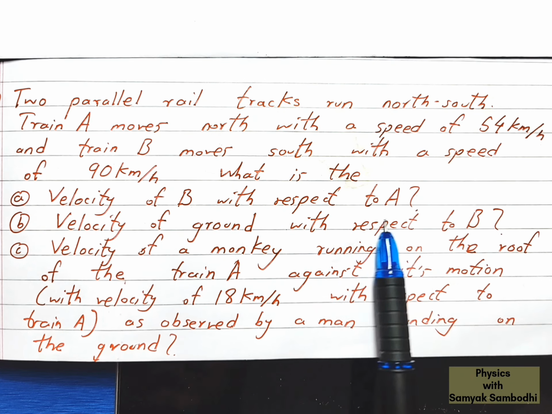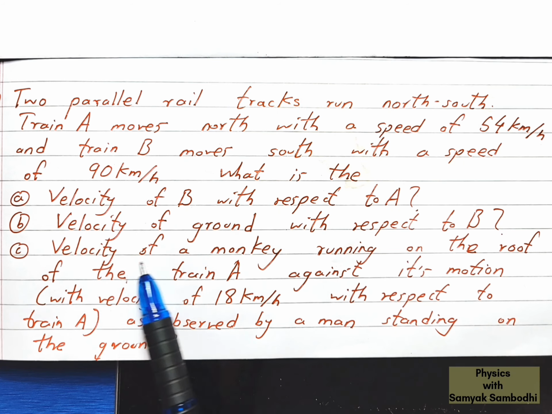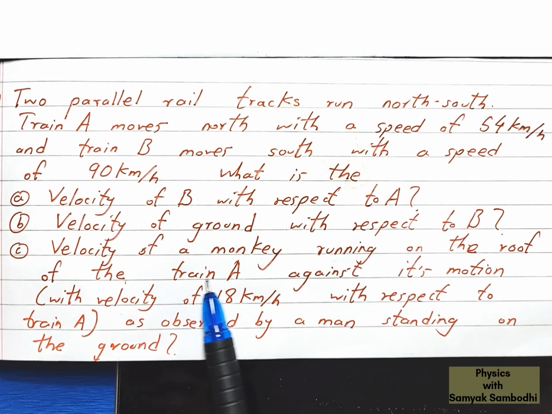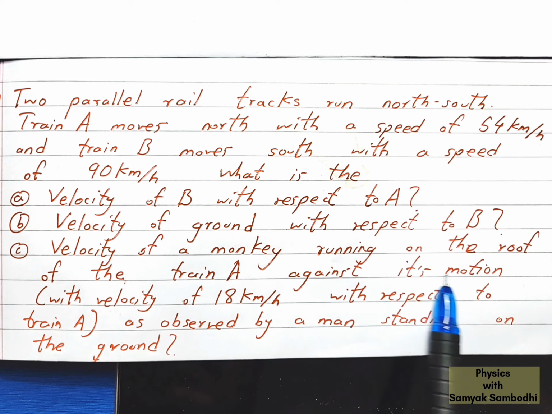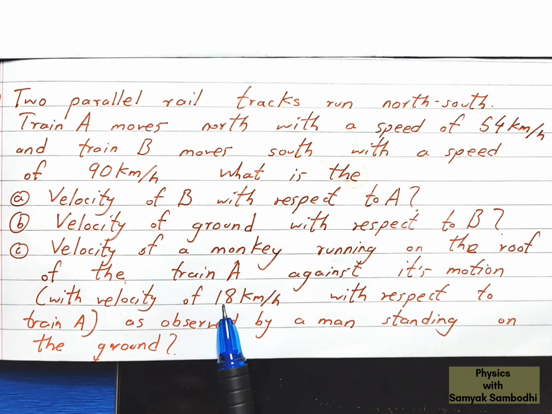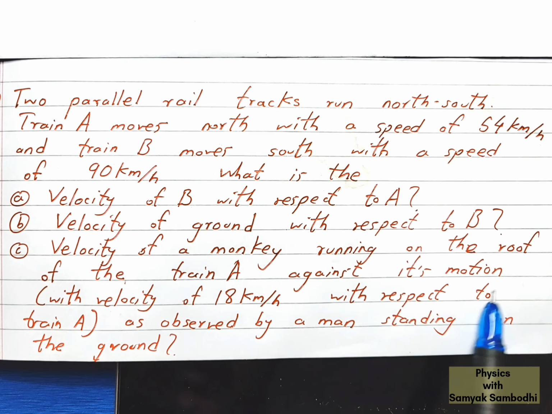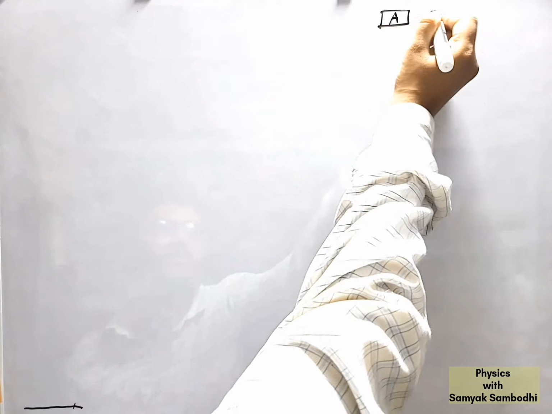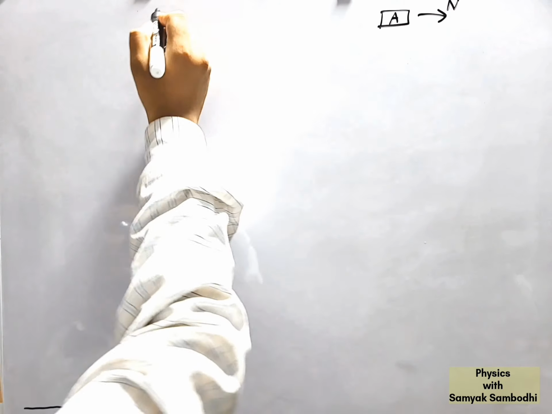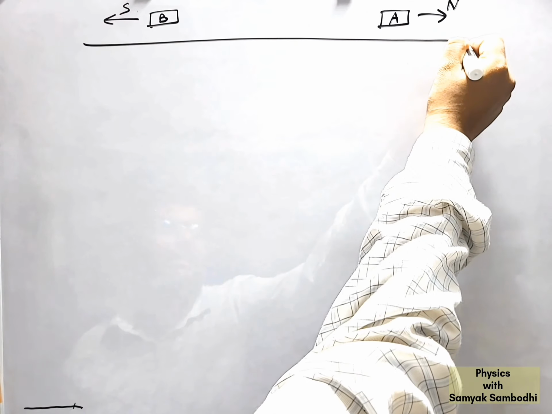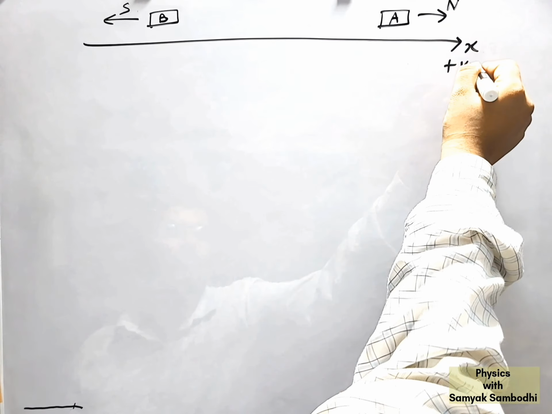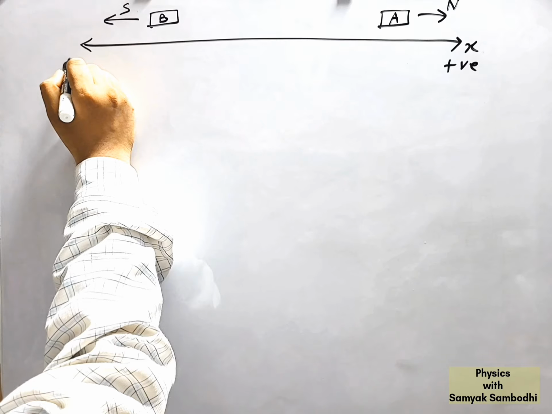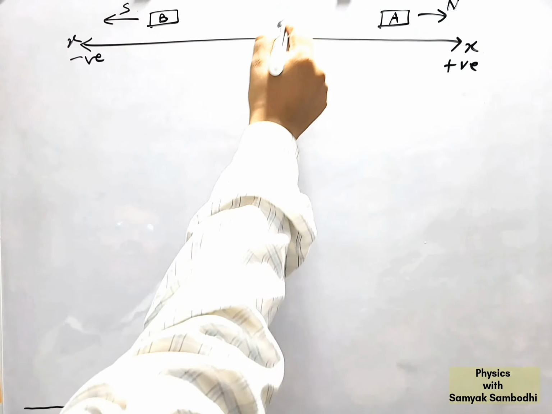Velocity of ground with respect to B, and velocity of a monkey running on the roof of train A against its motion with velocity of 18 km per hour with respect to train A, as observed by a man standing on the ground. Question: we see that train A is traveling towards north and train B is traveling towards south. Let us suppose train A is traveling towards the positive x-axis, and train B is moving towards the negative x-axis, and this is the origin.